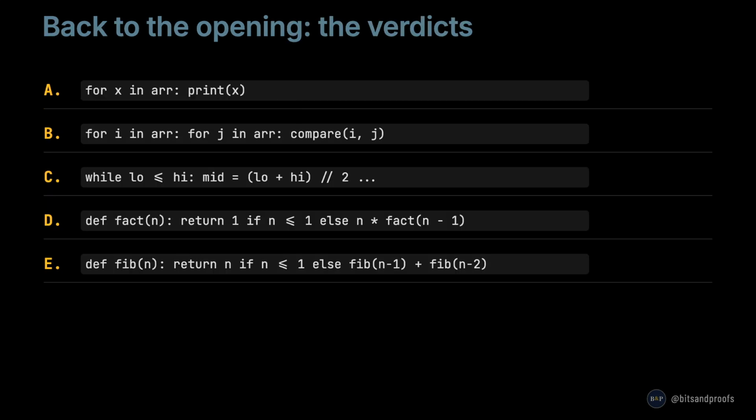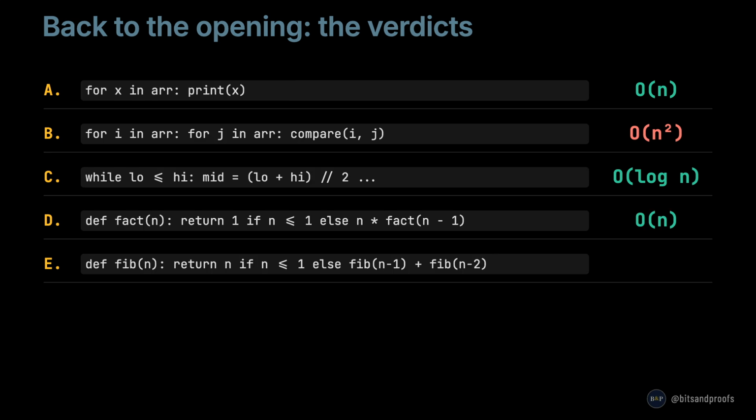Now let us return to the 5 functions from the start. Each one demonstrates exactly one of our patterns. Let's walk through the verdicts. A, the single loop, is O of n. Apply rule 1. One loop, linear. B, the nested loop, is O of n squared. Apply rule 1. 2 nested loops over the same input. Quadratic. C, the halving while loop, is O of log n. Apply rule 2. The search range halves each step.